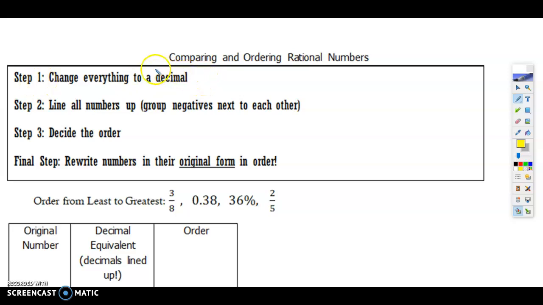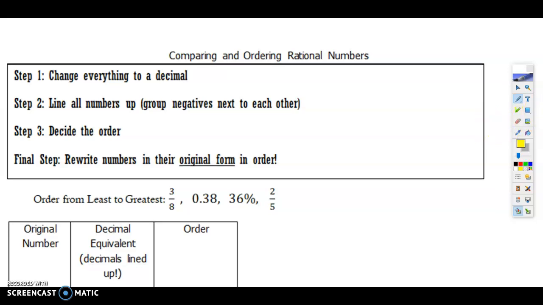So in elementary school, your teachers might have said convert everything to percents, or at least all the same form. This year it's going to be a lot easier if everything is a decimal. So we're going to convert everything to a decimal. Then we're going to line up all the numbers, group the negatives together, line them all up by the decimals, decide the order, and then rewrite the numbers in their original form.